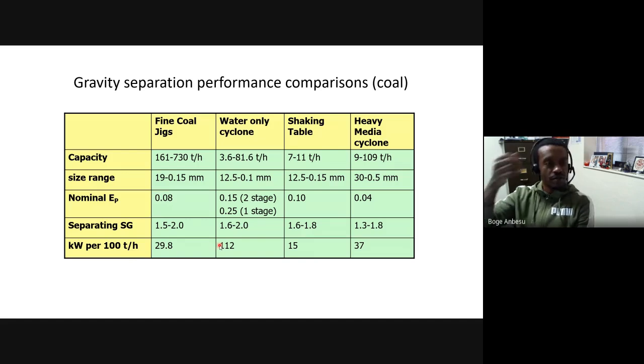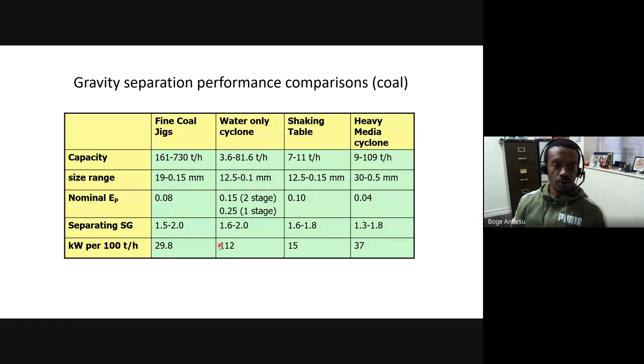So obviously, at the end of the day, there's a number of factors that you would need to consider when you choose which one to go for. So is it the right particle size that I have? Am I looking at higher capacity operation or smaller capacity operation? Do I need to produce high grade concentrate or low grade concentrate, and so on? So there are a number of factors that you need to consider when you try to work with or choose whatever gravity separator for your operation.